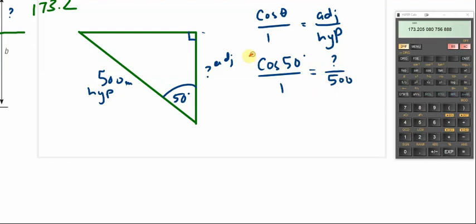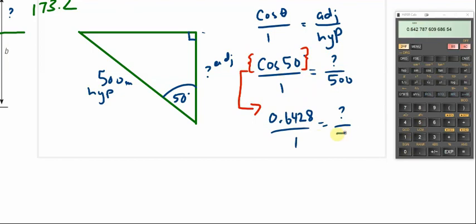And procedurally, again, we want to know what that is as a number. So cosine 50: clear my screen, 50, take the cosine. It's about 0.6428, rounding that 7 up there. 0.6428 over 1 equals some question mark over 500.